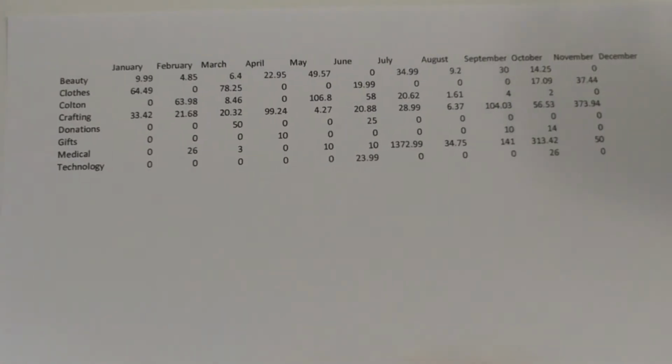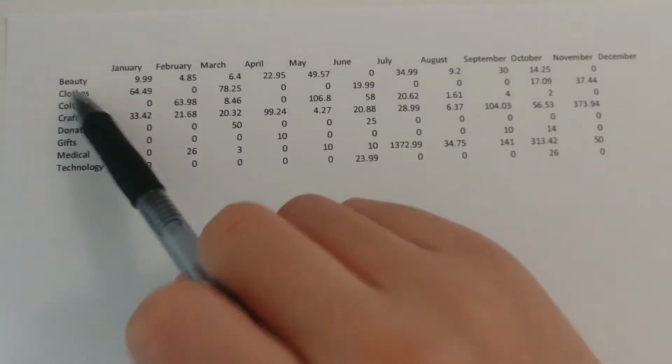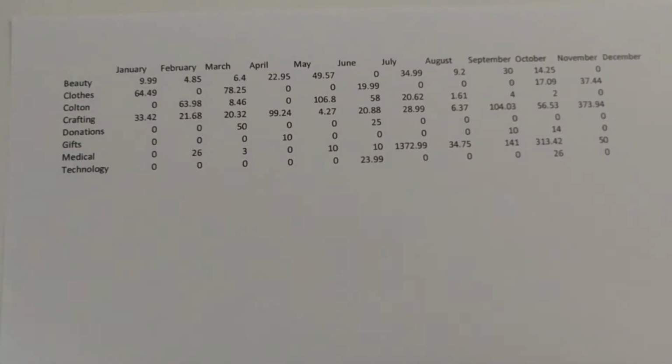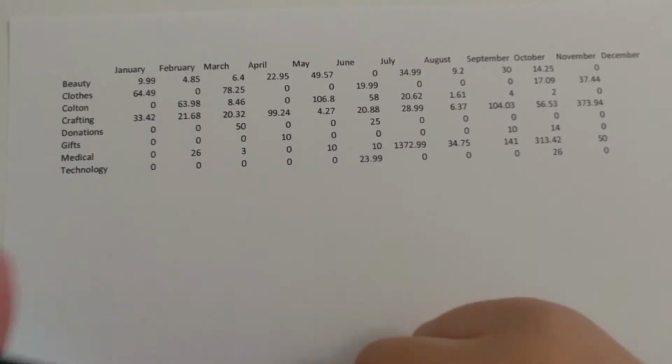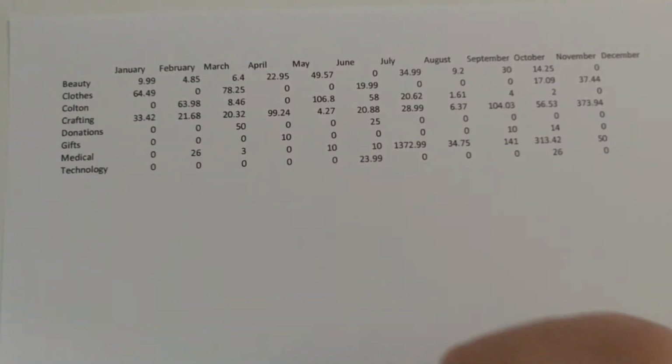So I figured I would just go through them one by one. So the first is beauty. So this is basically toiletries. So it includes makeup, shampoo, conditioner, soaps, perfume, feminine products, things like that.